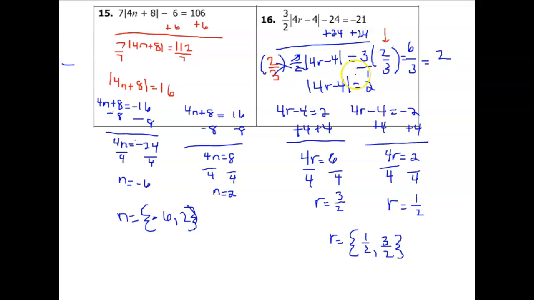So I had to put the 3 over a 1, right? And then I multiplied straight across. 3 times 2 is 6, and 1 times 3 is 3. 6 divided by 3 is 2. All right? So I ended up with 4r minus 4 equals 2.